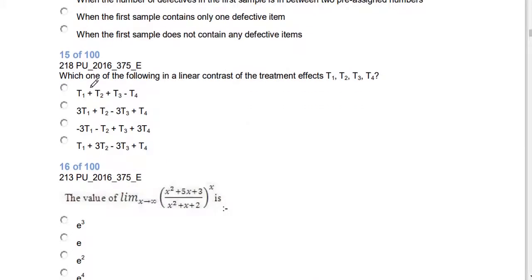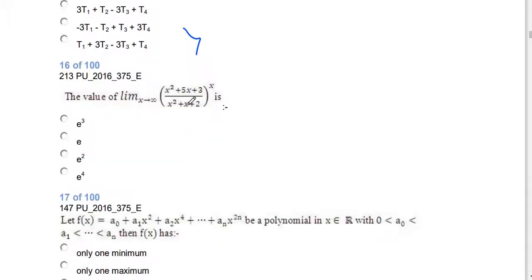Which one of the following is a linear contrast of treatment effects? Linear contrast means t1 plus t2 plus t3 minus t4, 3 t2, 2. Okay, I will tell you this question later. This is a mathematical question.